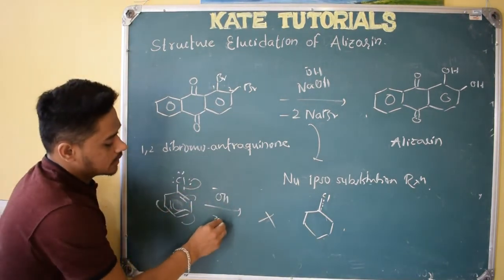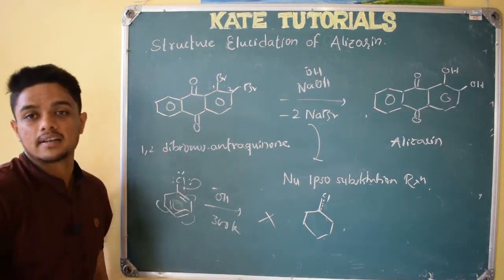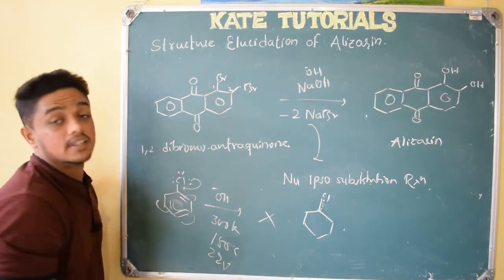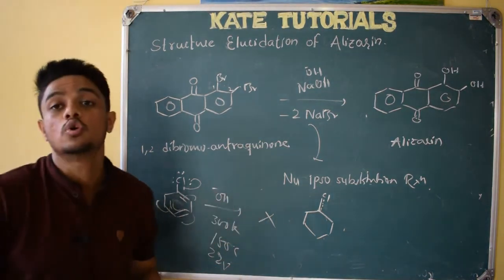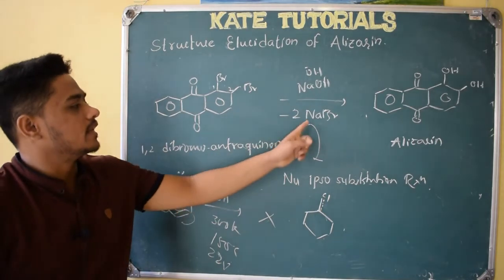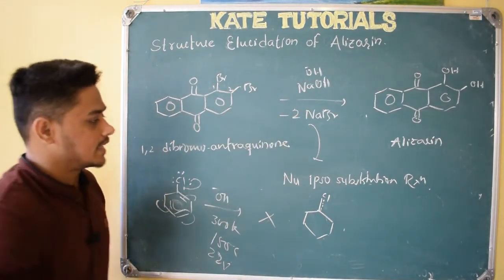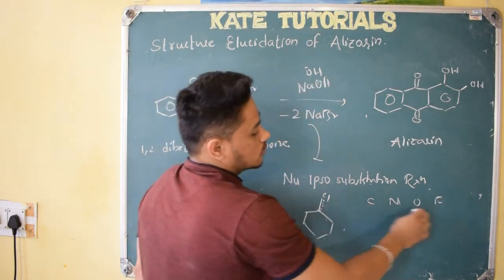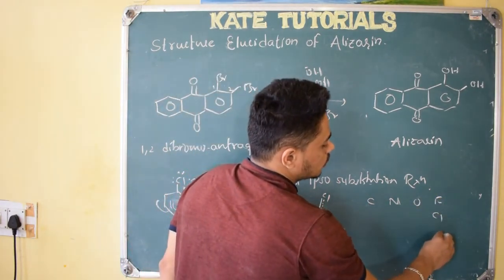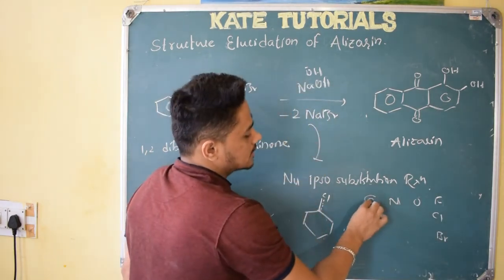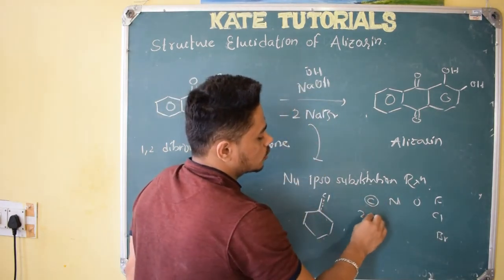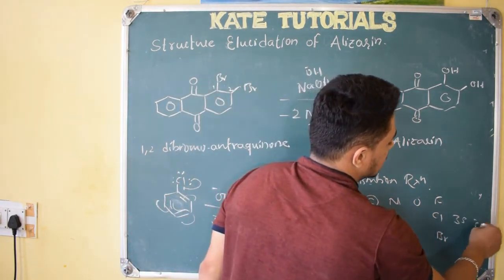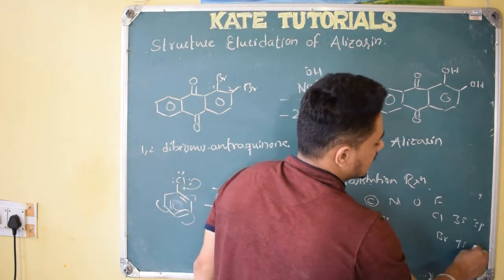So we need to go for high temperature, like 150 degrees Celsius to 200 degrees Celsius, with some pressure applied, to do this ipso reaction. But in case of bromine, we can do it at a little lower temperature. The reason is here: carbon, nitrogen, oxygen, fluorine; chlorine comes below fluorine, and bromine comes below chlorine. Carbon is in the second period, so it has 2s 2p, whereas chlorine is in the third period, 3s 3p and 3d. For bromine it is 4s and 4p.